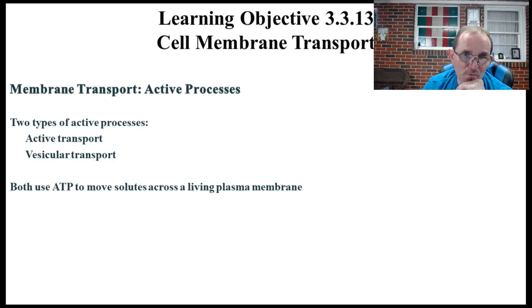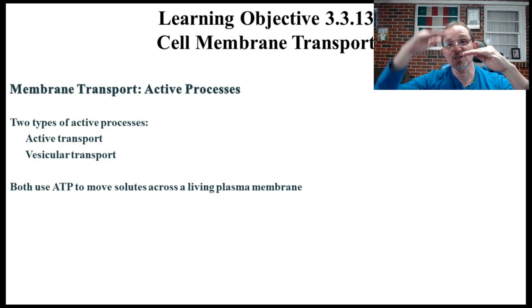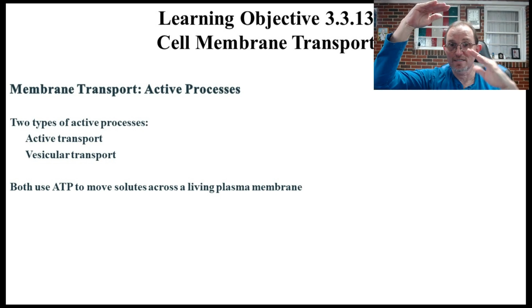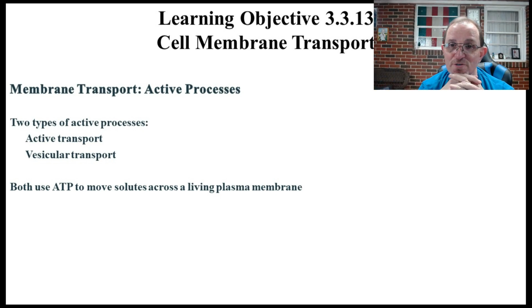Okay, membrane transport, the active kind. This is the kind where we have to use energy. Why do we have to use energy? Because we're sending it from low concentration to high. We're going up. We're trying to put more in one place, and that is going to be against its natural inclination. It's like pushing a little red wagon up a hill.